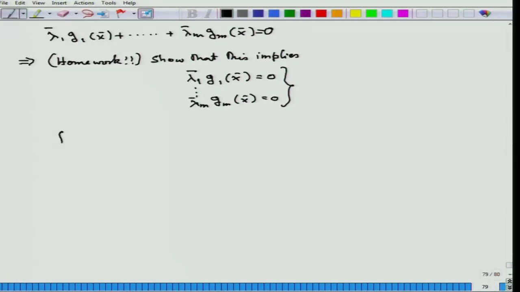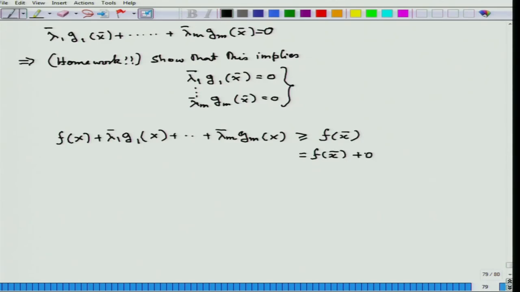So, what we would have is f of x plus lambda 1 bar g 1 of x plus lambda m bar g m of x is greater than f of x bar. But I can write this as f of x bar plus 0. Why do I write this? Because this part is 0 and this part looks quite similar to this part. So, now there is a commonality in the appearance of these two expressions. It says this is bigger than this.